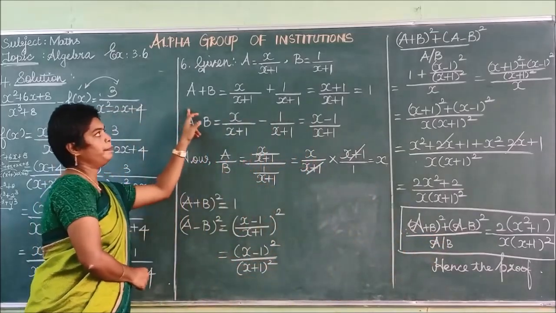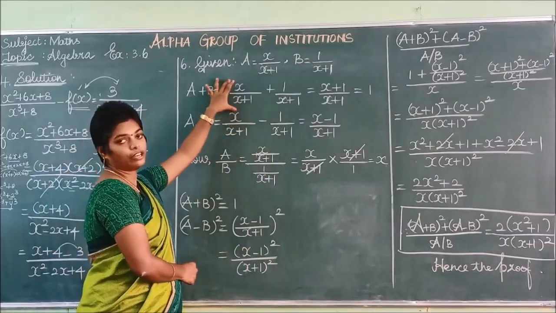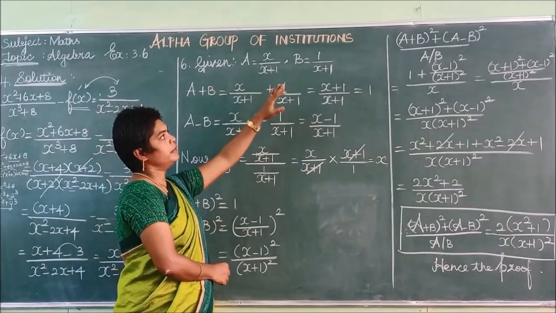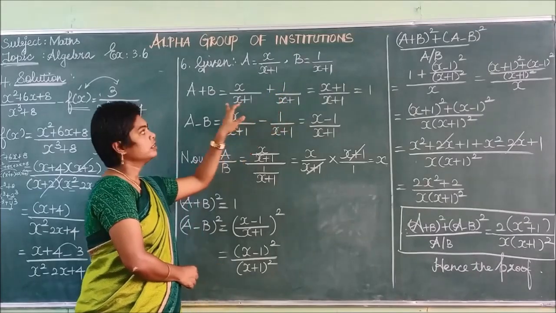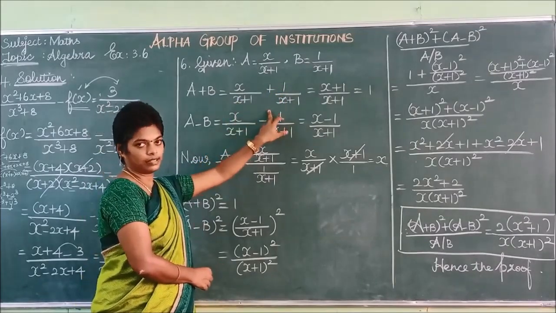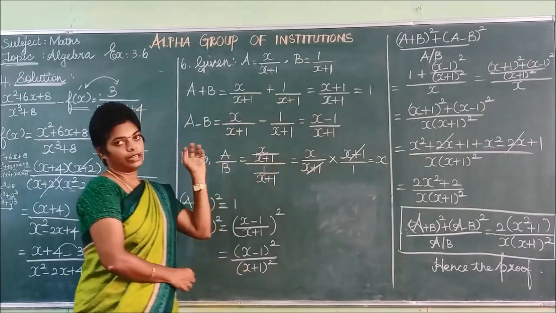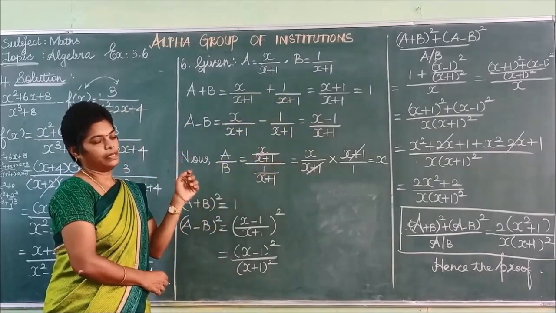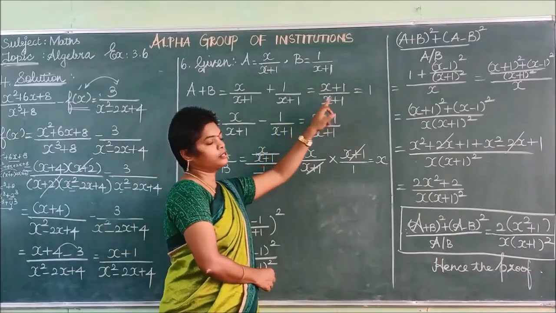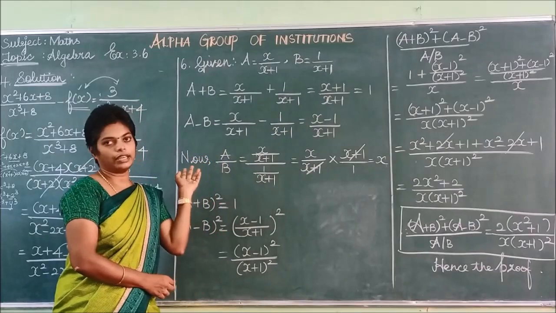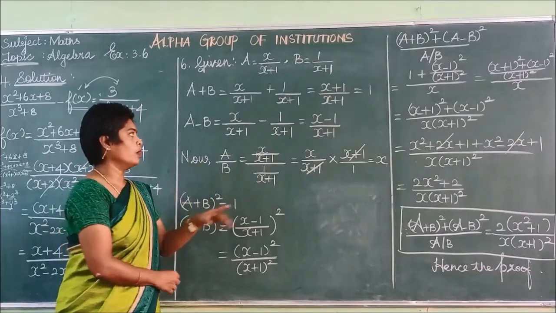So check a plus b, which is equal to, what is the value for a? x divided by x plus 1 plus the b value, 1 by x plus 1. Here both denominators are the same, so you can take the denominator as common and add the numerators. The numerator value is x plus 1. So both are x plus 1, you can reduce as 1, x plus 1 gets cancelled. The remaining value is 1.